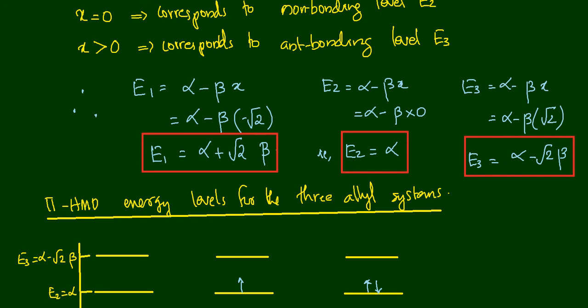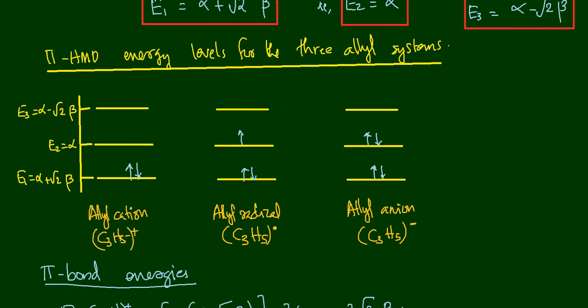Okay, so we have three energy levels. E1 is equal to alpha plus root 2 beta, E2 is equal to alpha, and E3 is equal to alpha minus root 2 beta. So the lowest energy is alpha plus root 2 beta. Here you have to remember that beta is actually negative, so this has the lowest energy level.